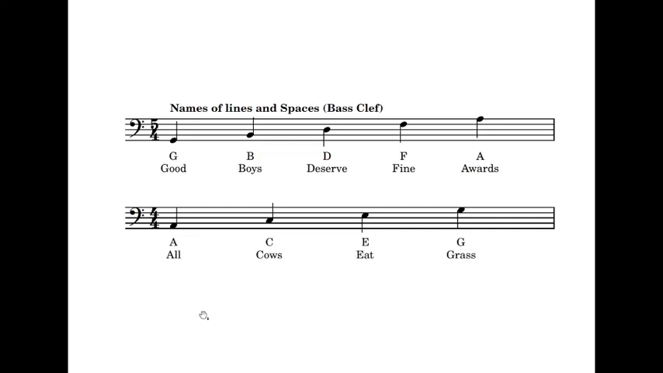Naming the lines and spaces on bass clef. On the bass clef, we have two formulas.